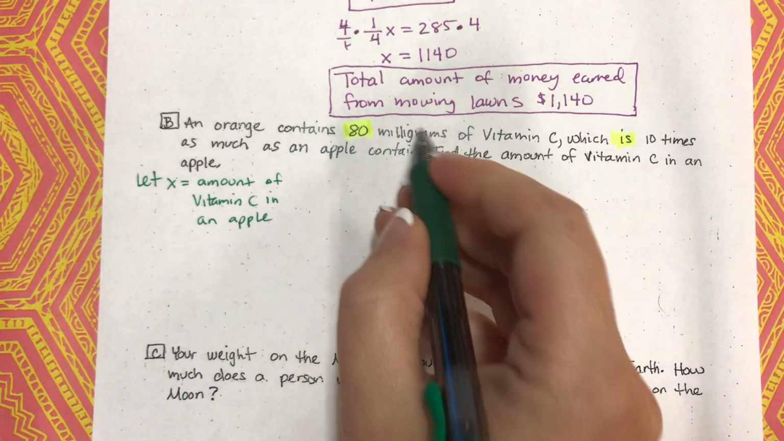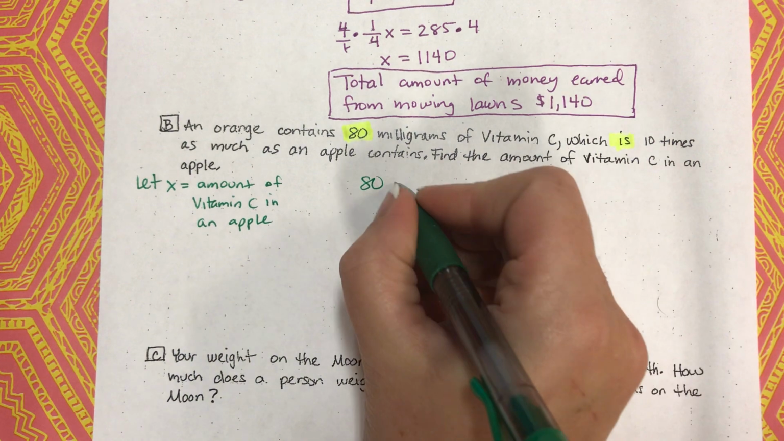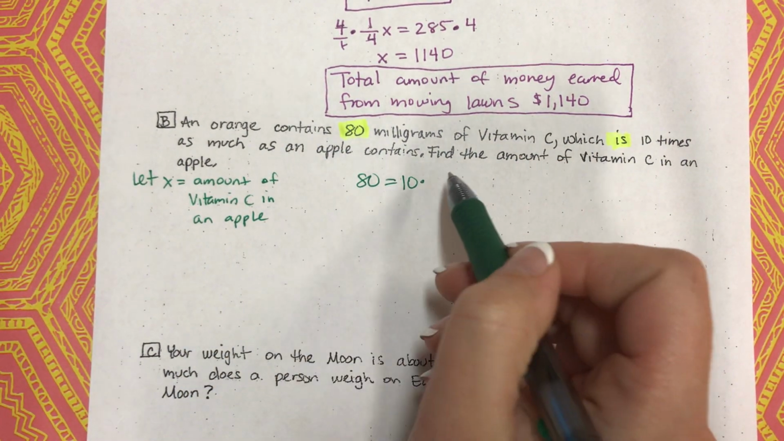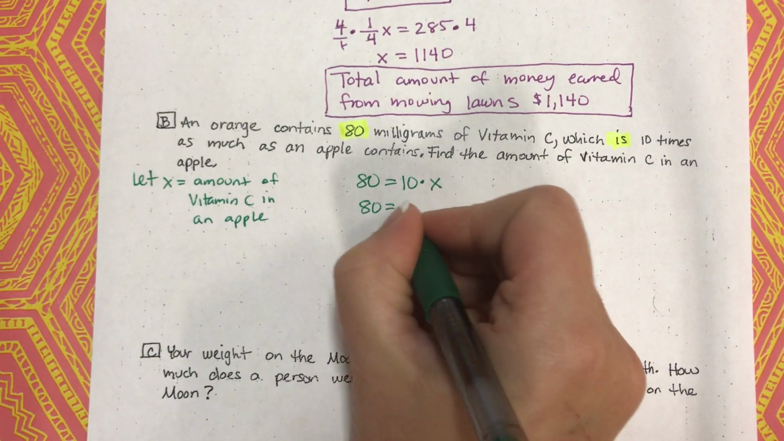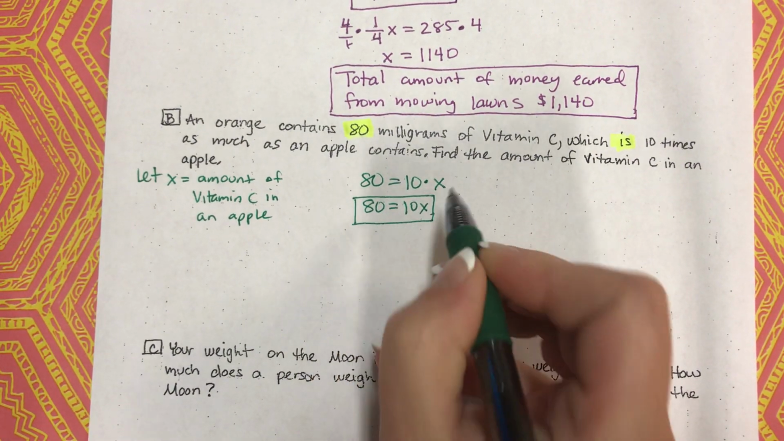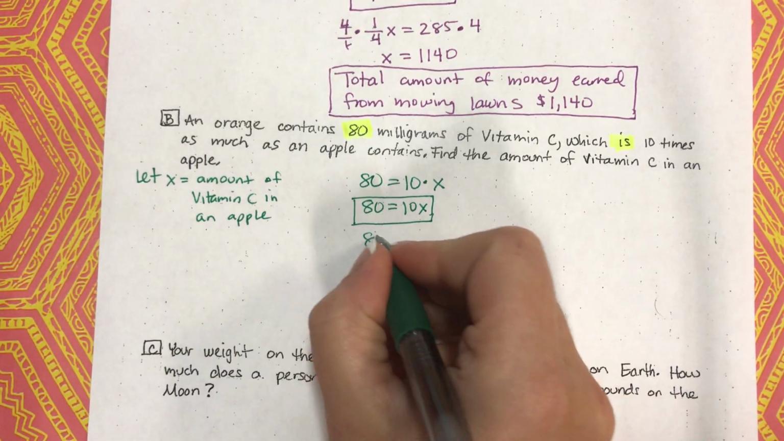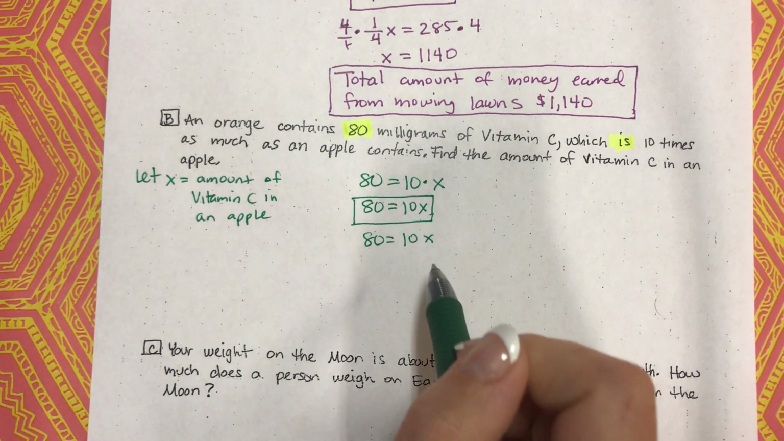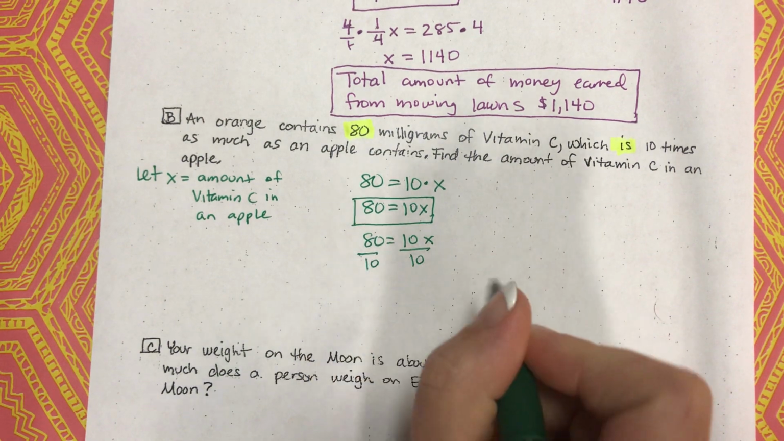So if we write this equation, we have 80 is 10 times the amount of vitamin C that an apple contains, which would be X. Or just 80 equals 10X. And there's our equation. Now we're going to figure out what X is. So we have to get X by itself. Right now it's being multiplied by 10, so we have to do the inverse operation of multiplication, which would be division. We're going to divide both sides by 10.